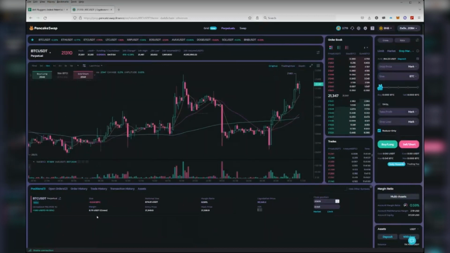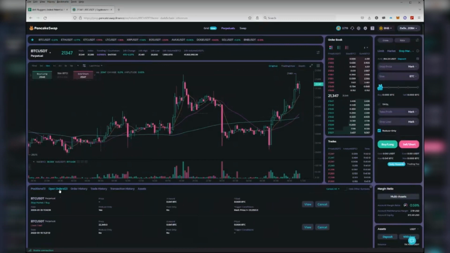So now we only have one position. We have a Bitcoin short right here. We have a stop loss at 23,050 on this position that's failed, and we also have another position that will fail at 22,349, which is our second limit sell order.